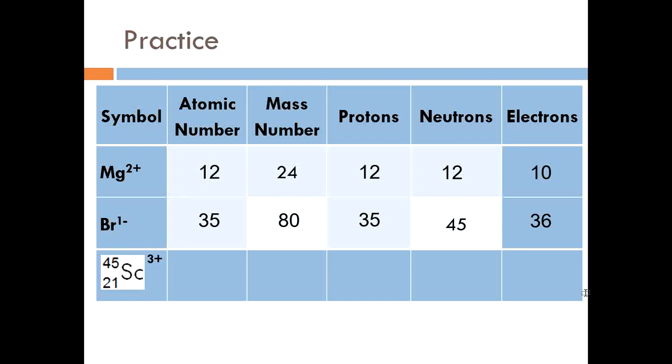Let's take a look at scandium. And the way that it's written, we don't need to look at our periodic table, right? The atomic number is 21. The mass number is 45. It has 21 protons. It has 24 neutrons. And how many electrons does it have? And again, don't say 21. Look at the symbol. 3+. Plus means that it's going to lose electrons. So how many will it lose? It will lose 3. So originally, yes, it would have 21 electrons. But if it lost 3, that means it now has 18 electrons.